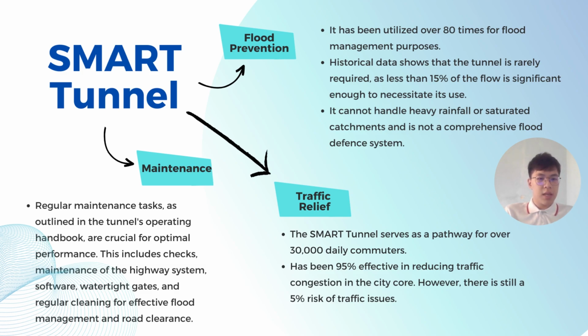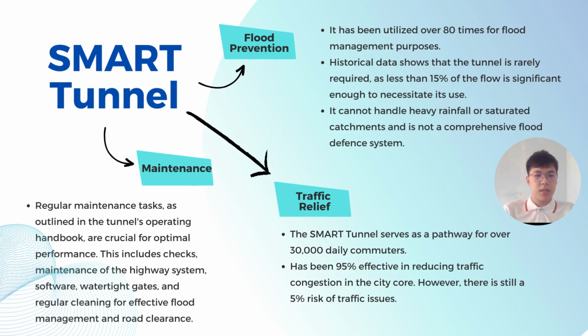On the positive side, the smart tunnel has effectively diverted floodwater from the Klang River since its construction in 2007. As a result, there have been no hotspot floods in the target area. It has been activated over 18 times for flood management purposes, showcasing its effectiveness in protecting specific locations. In terms of traffic flow, the smart tunnel serves as a pathway for more than 30,000 daily commuters and has been 95% effective in reducing traffic in the city core. But there is still a 5% risk of an issue with traffic flow.